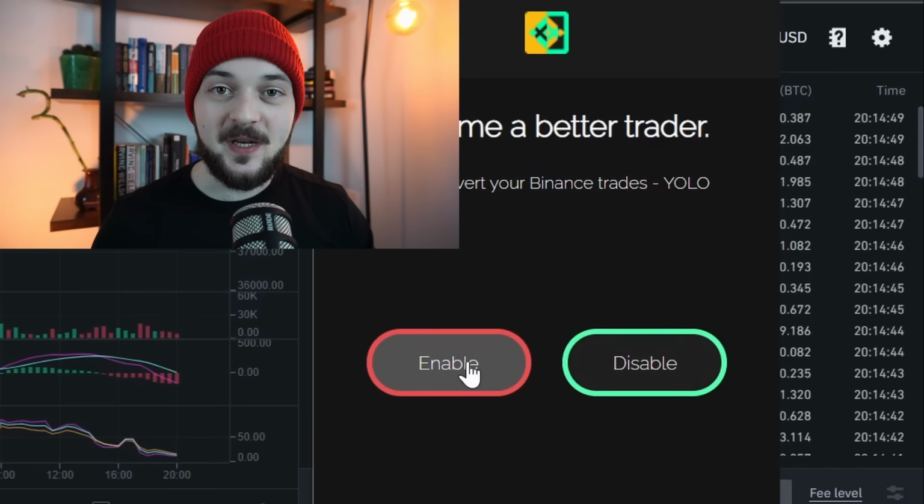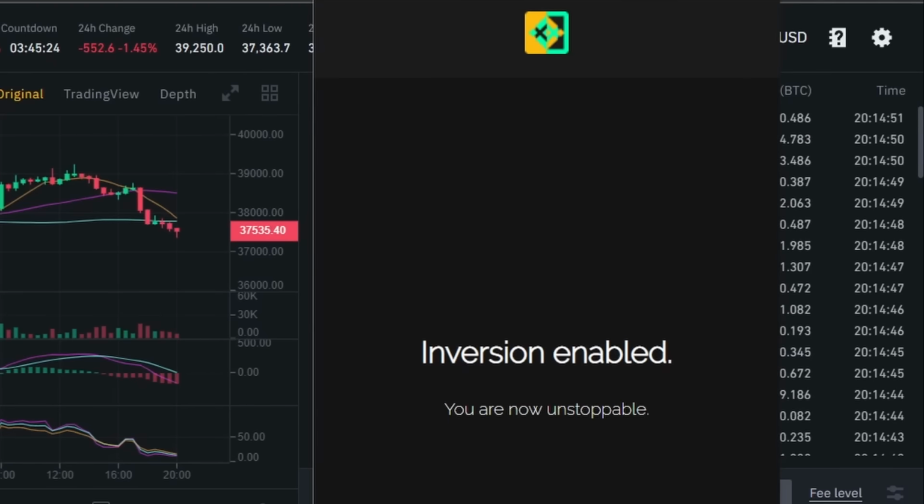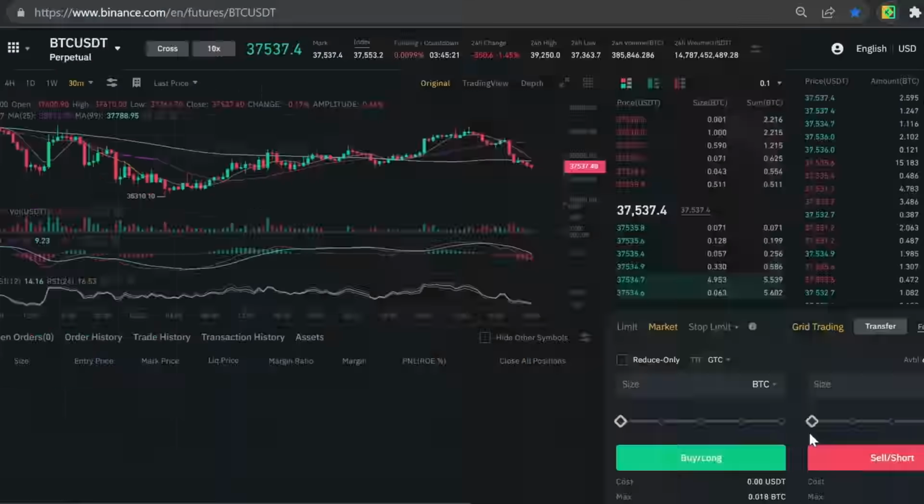If we enable the extension now, it would have inverted the buy and sell buttons, meaning that it would buy when we click sell and sell when we click buy. It worked! Wow, it actually worked!